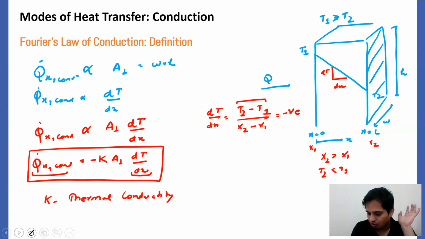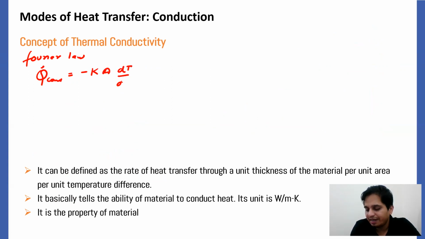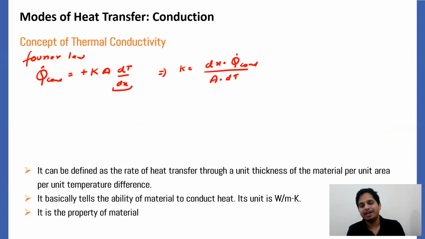Now what is k? We need to define k, conductivity. Fourier's law is defined by Q conduction equals minus k A dT by dx. For some time let us forget this minus, because it only signifies that the gradient is a negative value. If I define k from here, k is dx into Q conduction upon area times dT, the change in temperature.